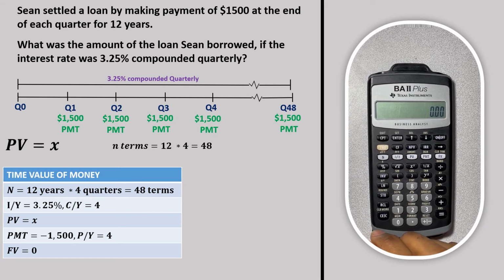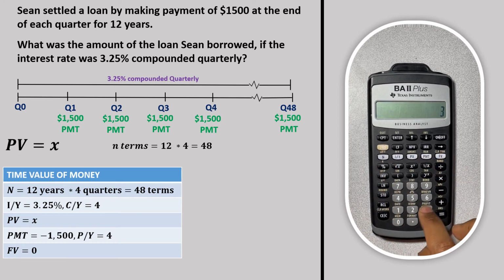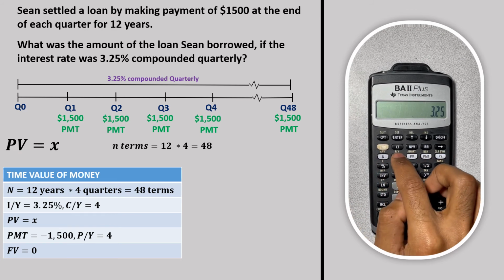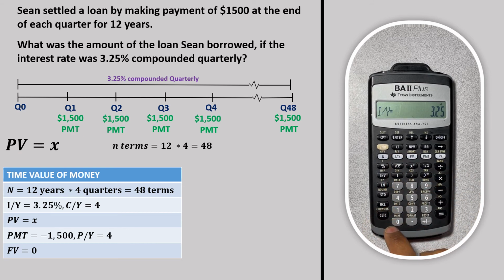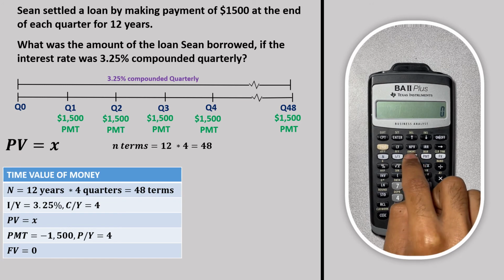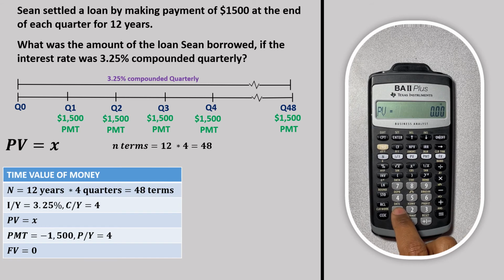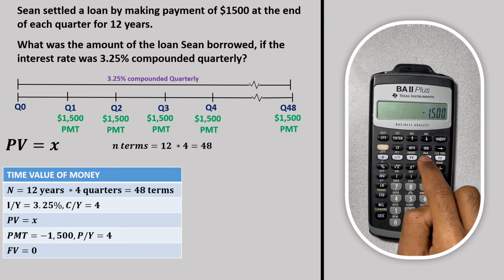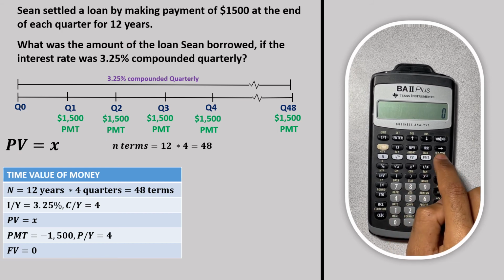As we have already identified the variables, we're going to punch it into our calculator now. So we have 48 as N. Your interest rate is 3.25% compounded quarterly, so I'm just going to enter 3.25 for now. We don't have a present value, so I'm going to enter that as a 0 for now so that we don't make any mistakes. Our PMT is 1,500, and we're going to enter that as a negative. And we don't have any future values, so we're going to enter that as 0 as well.